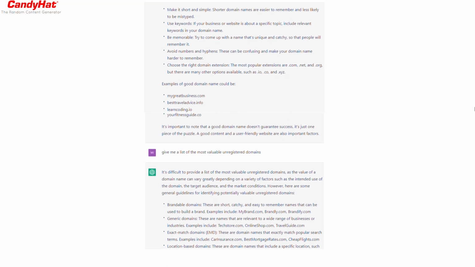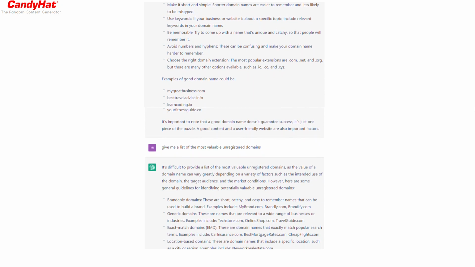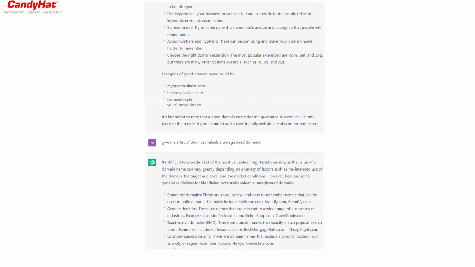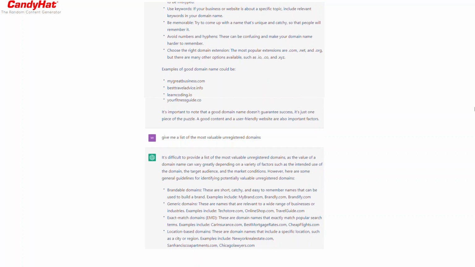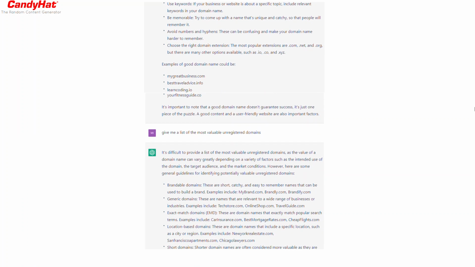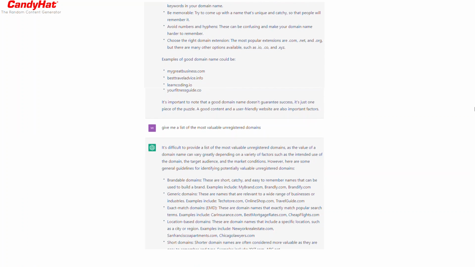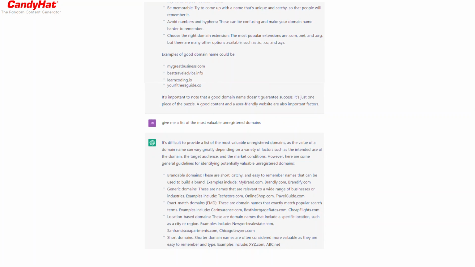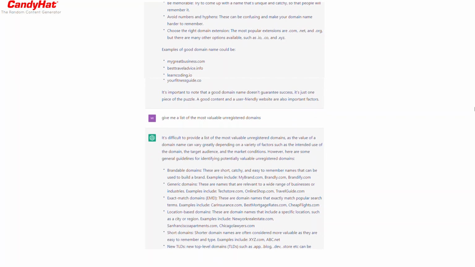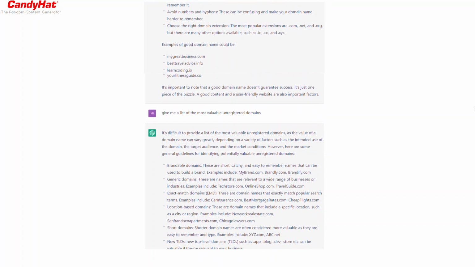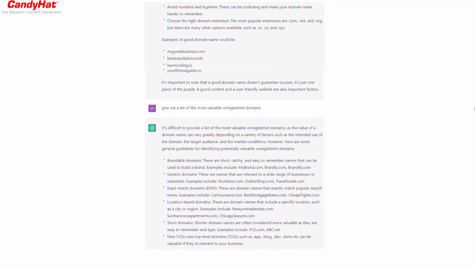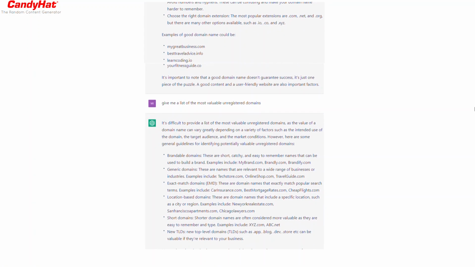Give me a list of the most valuable unregistered domains. It's difficult to provide a list of the most valuable unregistered domains, as the value of a domain name can vary greatly depending on a variety of factors such as the intended use of the domain, the target audience, and the market conditions. However, here are some general guidelines for identifying potentially valuable unregistered domains.